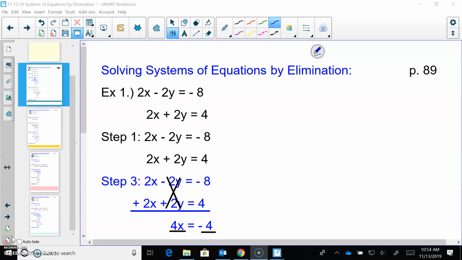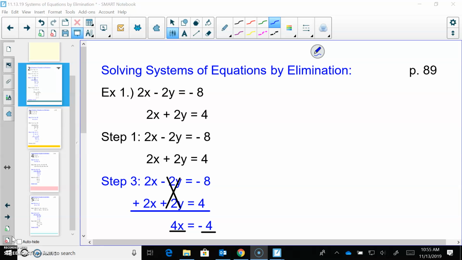So today in class we talked about solving systems of equations by using the elimination method. For this example, it's one of the easier ones because one of your variables, either x or y, has to have the same coefficient, which is the number in front of the variable, but they have to have opposite signs. One of them has to be positive, one has to be negative.